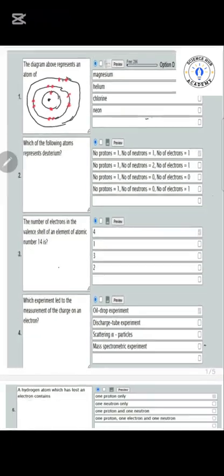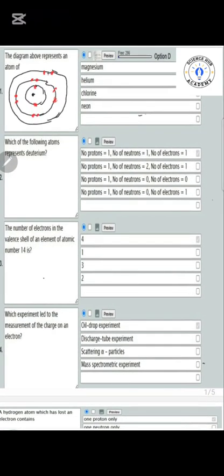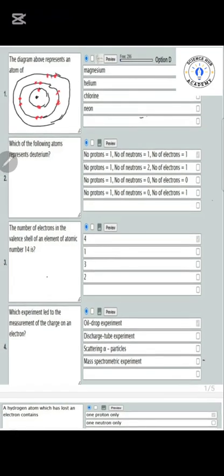So the very first question says that the diagram above represents an atom of... To estimate that, we just need to understand the number of electrons being spread out within the shells. The first shell, which is the K shell, has 2 electrons. The second shell has 8 electrons, and the third shell has 2 electrons. So KLM, to represent that, you are adding 2, 8, 2.